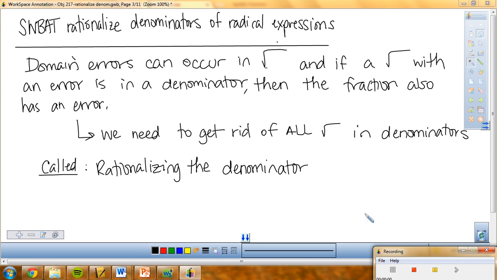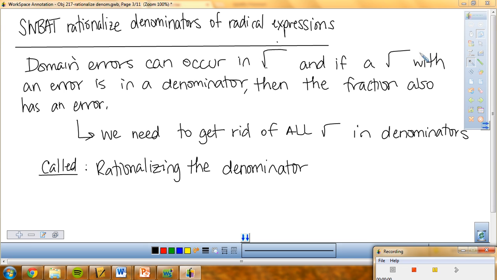So today we're going to talk about rationalizing denominators of radical expressions. So we know that domain errors can occur. Sometimes we take the square root of a negative and we see a domain error. We have learned that we can use imaginary numbers for that, but if we're not using imaginary numbers, we're just staying within real numbers, then we get an error when we have a negative.